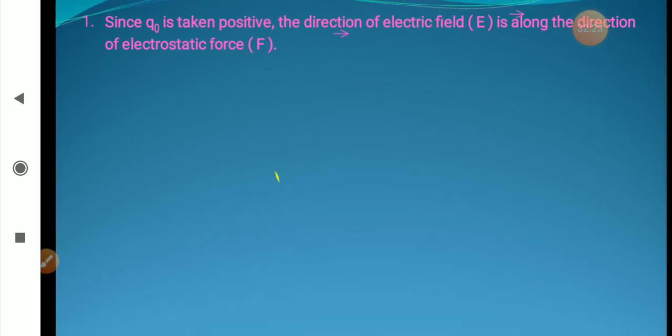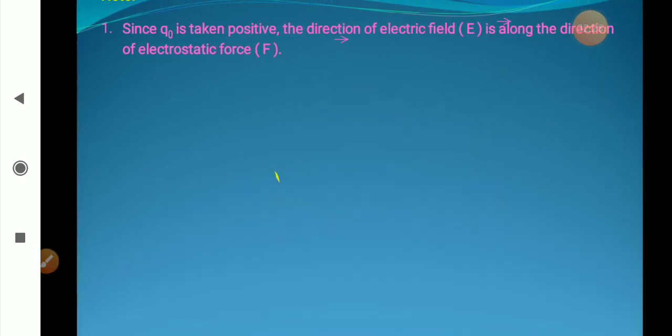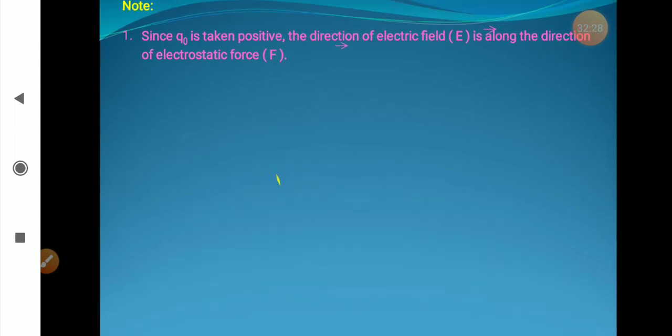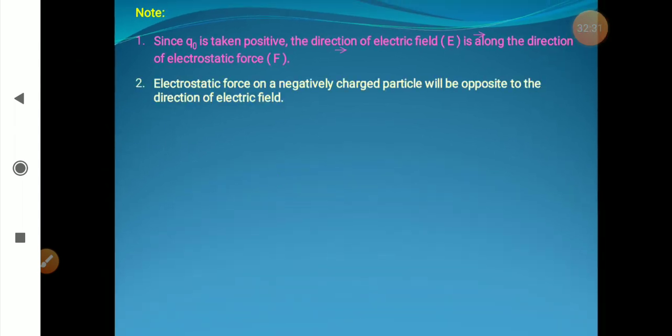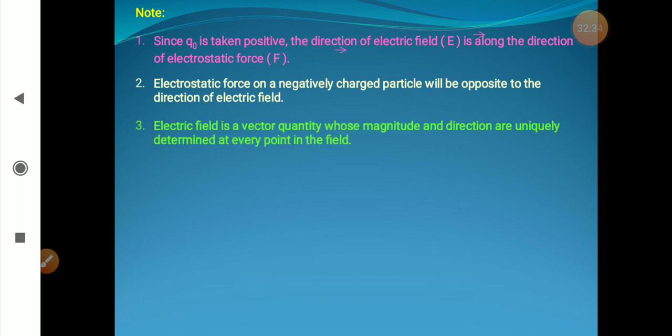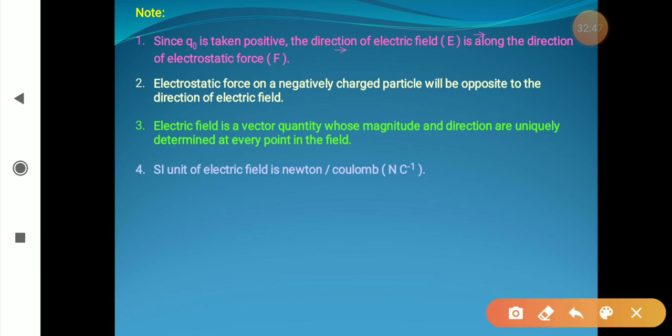Now since Q naught is taken positive, the direction of electric field is along the direction of the electrostatic force, as I have already told you. Now electric field is a vector quantity whose magnitude and direction are uniquely defined at every point in the field. Now SI unit of this electric field is Newton per Coulomb. And later on, we will get to know that SI unit is also equal to volt per meter.